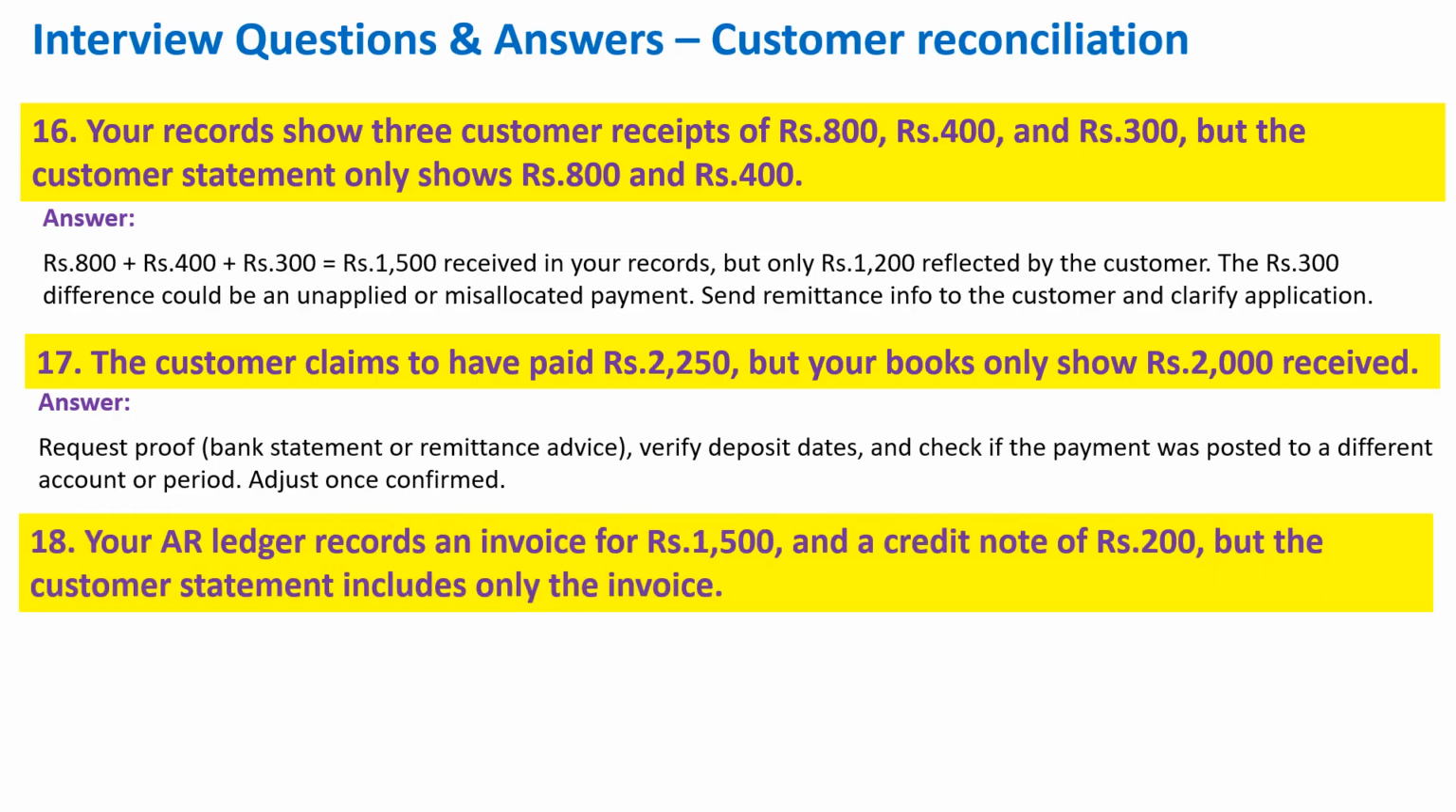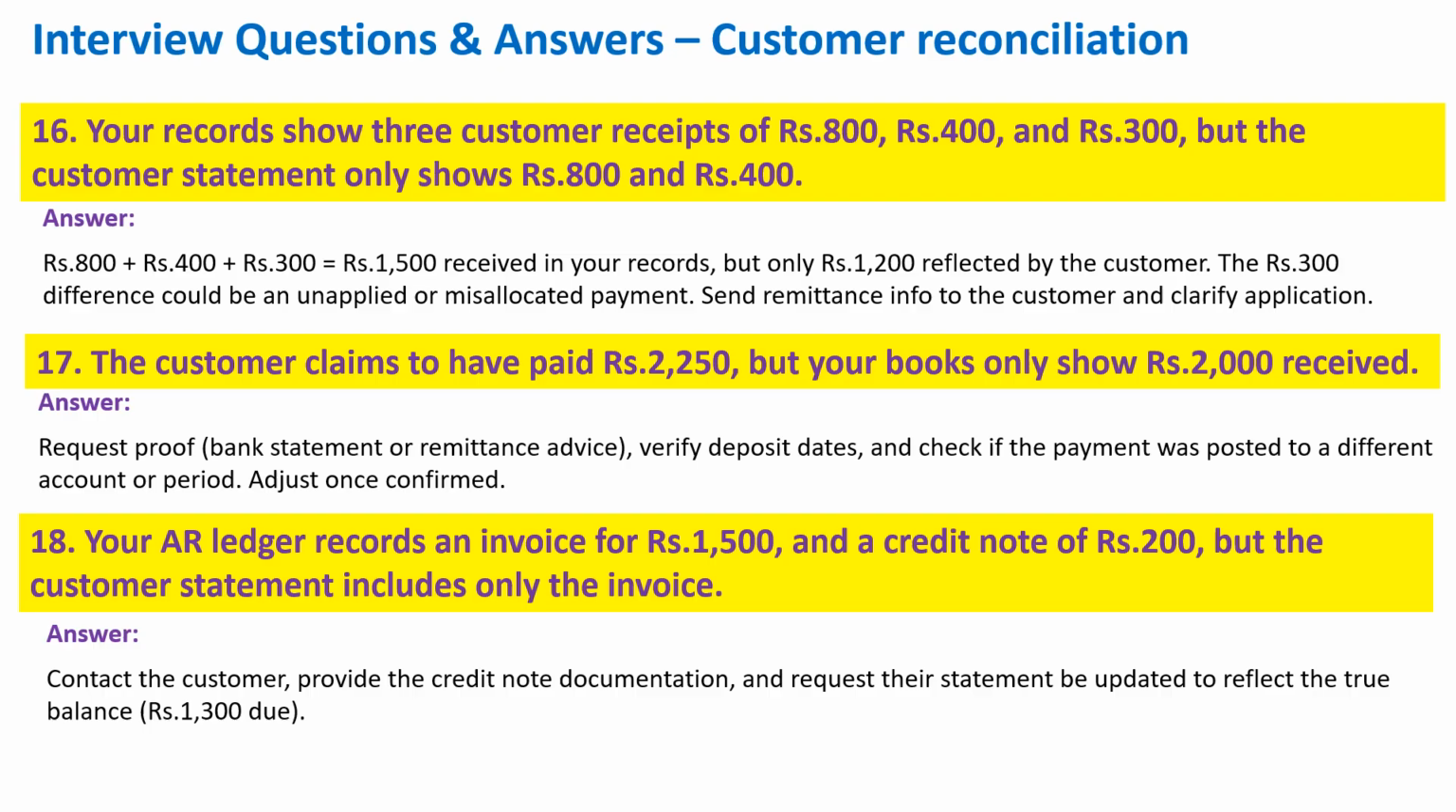Question number 18. Your AR ledger records an invoice for rupees 1,500 and a credit note of rupees 200, but the customer statement includes only the invoice. So contact the customer, provide the credit note documentation and request their statements be updated to reflect the true balance, that is rupees 1,300 due.